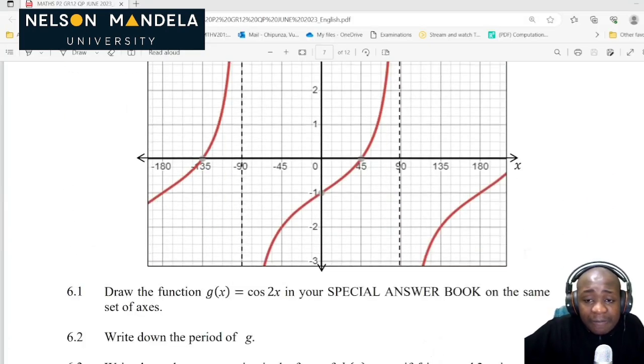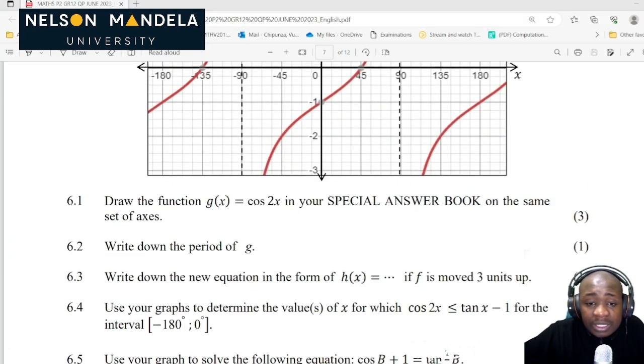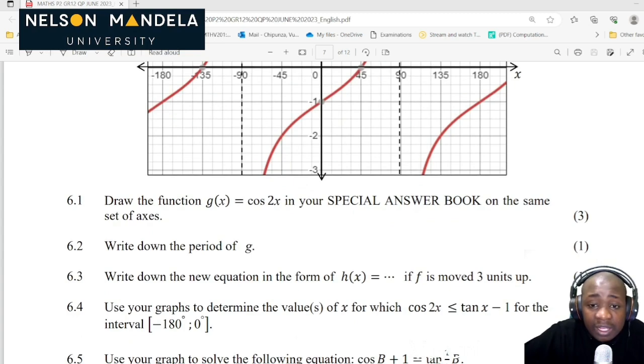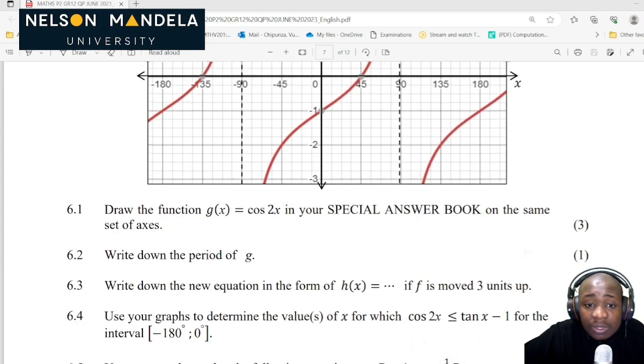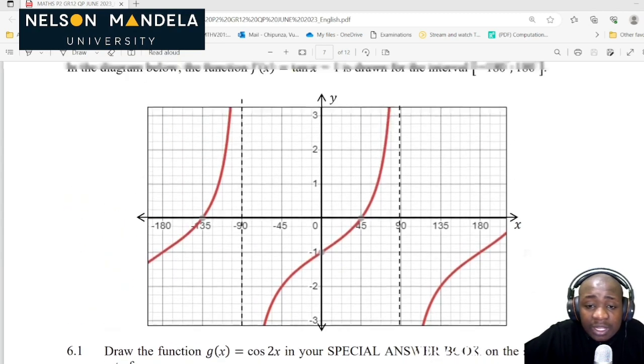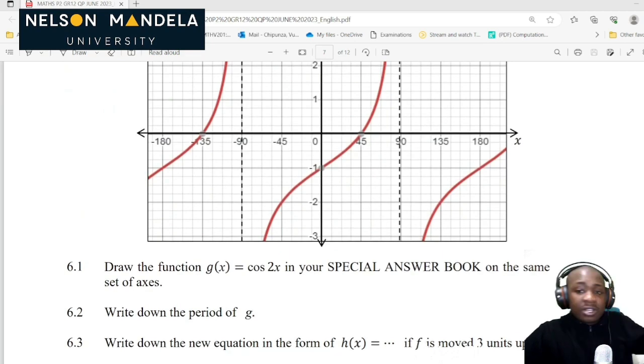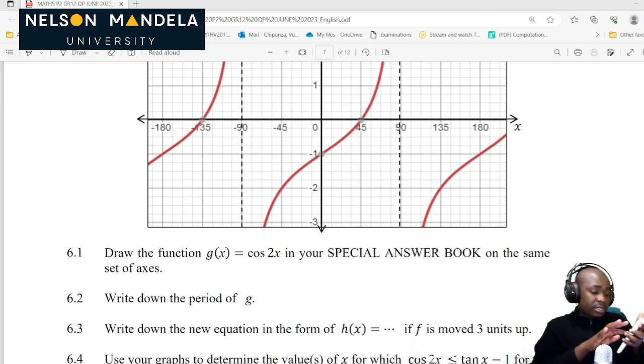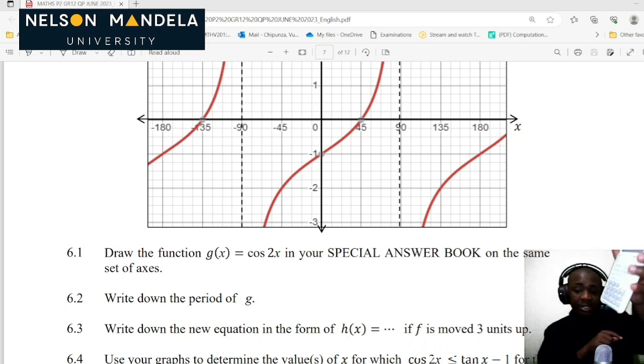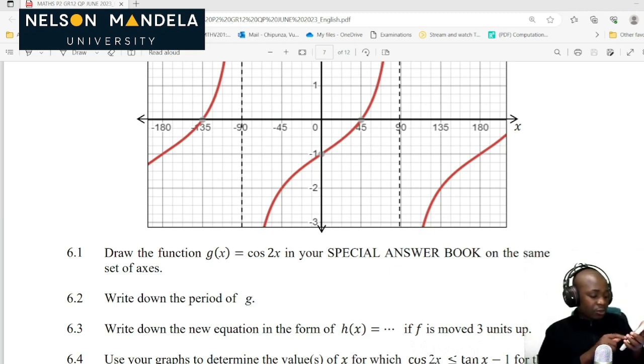Oh yes, we have functions. Oh my word. Now draw the graph of g of x in your special answer book on the same axis. So this is already easy, guys. You just use your Casio calculator, then you press mode, then you press the option where it's written table, then you write your function cos of 2x.